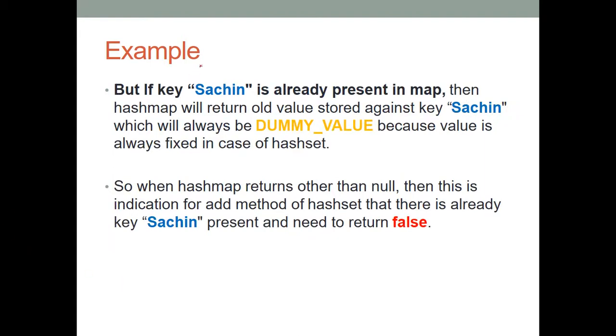Now I will give you one example of how it works. But if the key Sachin is already present in the map, then the HashMap will return the old value. Which value? The old value stored against the key Sachin, which will always be the dummy value because the value is always fixed in the HashSet. So when the HashMap returns other than null, this is an indication to the add method of HashSet that the key Sachin is already present and it needs to return false. Okay.